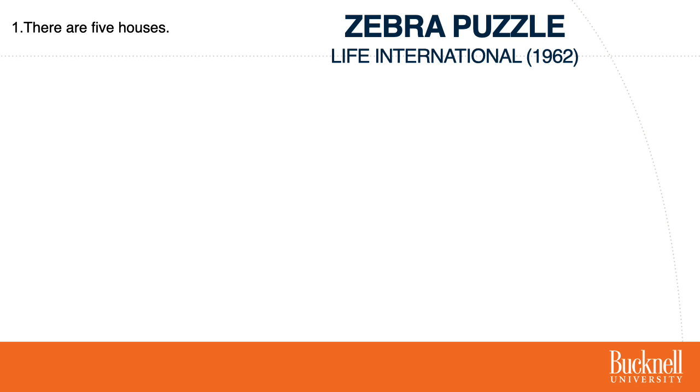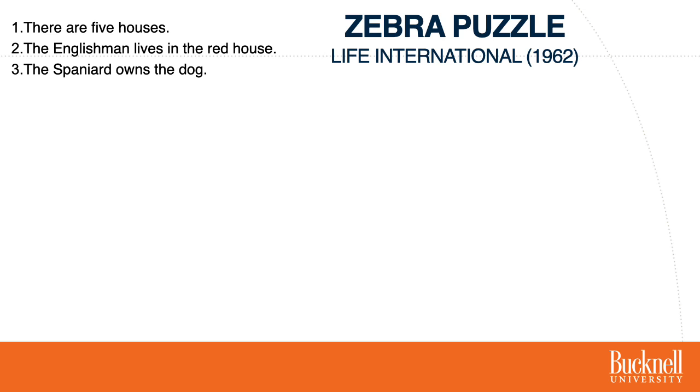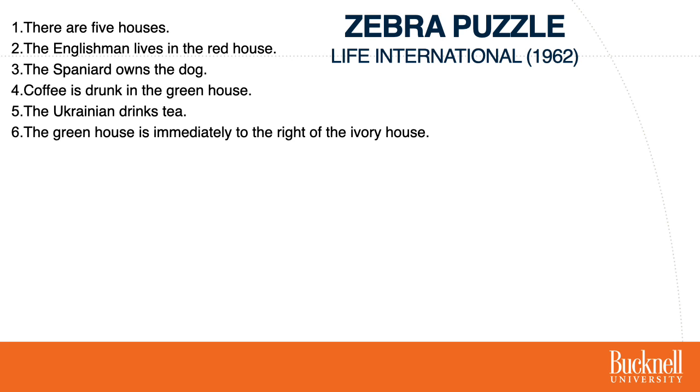It lists a series of facts, such as there are 5 houses, the Englishman lives in the red house, the Spaniard owns the dog, coffee is drunk in the greenhouse, the Ukrainian drinks tea, the greenhouse is immediately to the right of the ivory house, the old gold smoker owns snails. This is the 1960s, so everyone smokes.